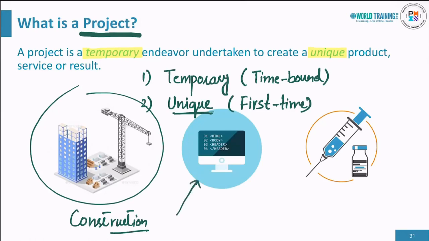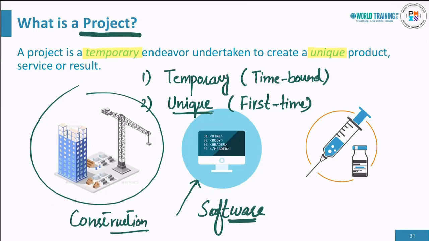Development of a software is also an example of a project. Because here, at the end of the development process, we get a unique product in the form of a software, and it is also time bound. Software development has a start date and it would end on a specific date. After that, we will have a product.